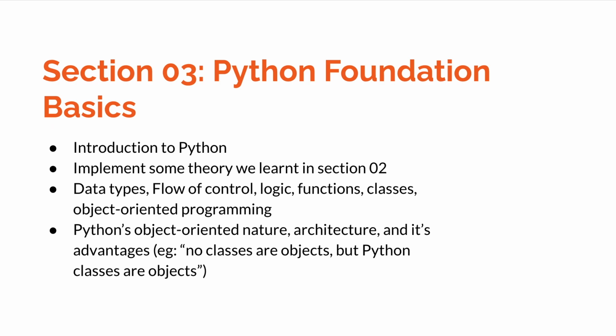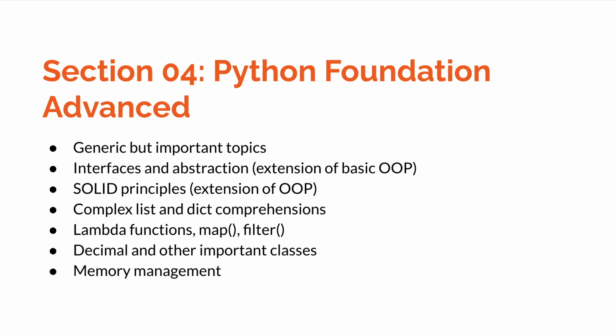We also talk about what Cython is and how most of Python depends on C to work, which are very interesting to know. Next, in section 4, we dive deep into generic but advanced topics in Python. We talk a lot more about object-oriented programming like interfaces, abstractions, SOLID principles, etc., all in reference to Python. We also talk about complex list and dict comprehensions in a very simplified way, with details in simple language and terms.